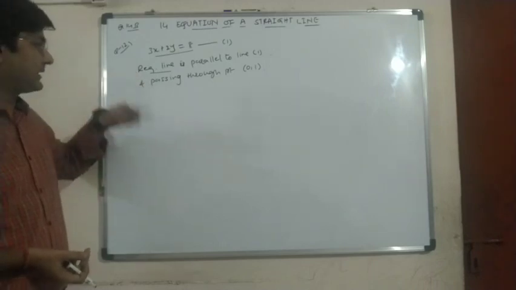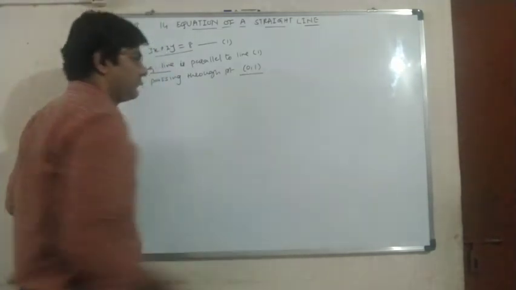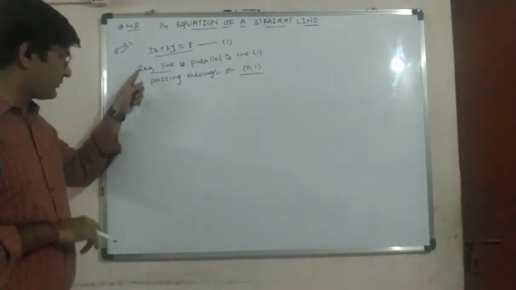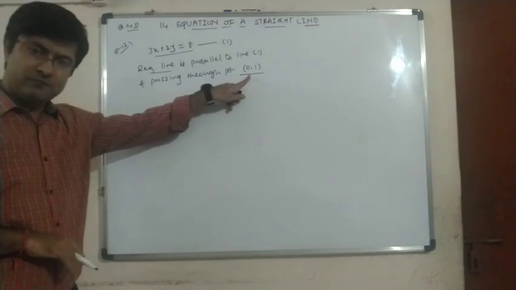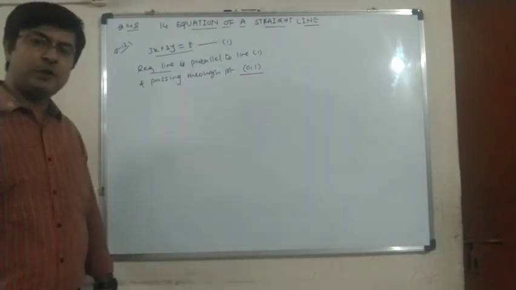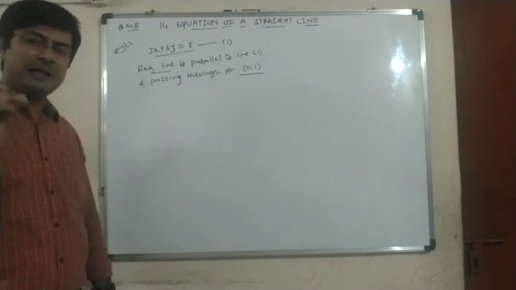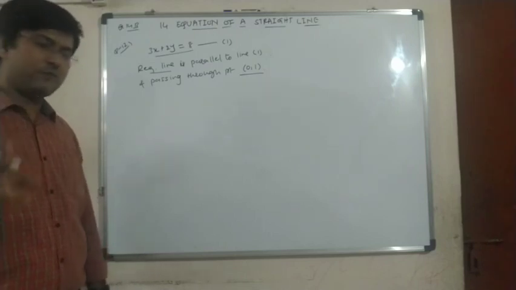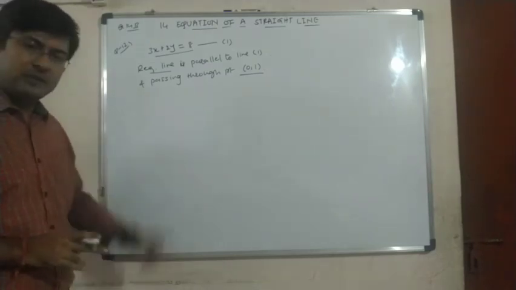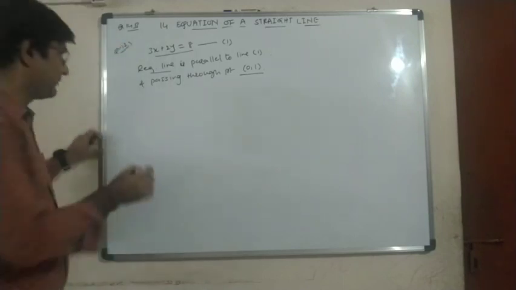Second statement is given. The required line is passing through point (0, 1). Now we have the slope of the required line and we are given one point. So we can use the formula. What is that formula called? Point slope formula. Yes or no? y minus y1 is equal to m into x minus x1. So that formula we will use to form the equation. Clear? So first of all we will find out the slope of the given line.